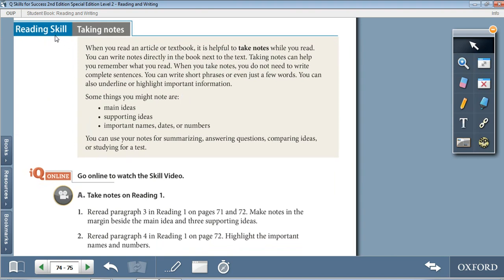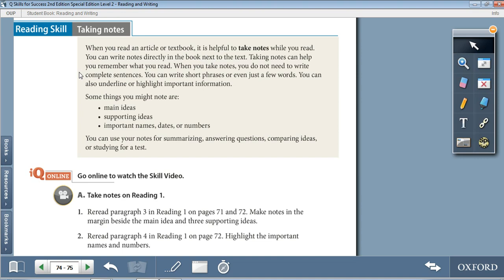Next, reading skill: taking notes. When you read an article or textbook, it is helpful to take notes while you read. You can write notes directly in the book next to the text. Taking notes can help you remember what you read.